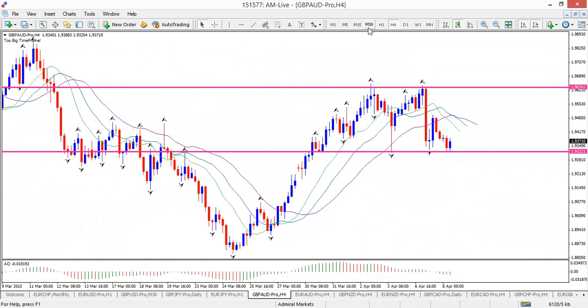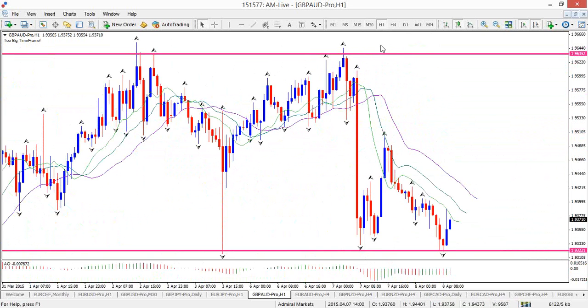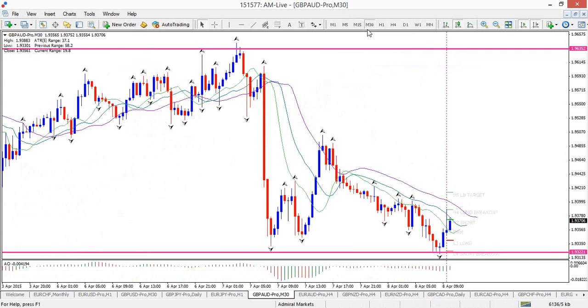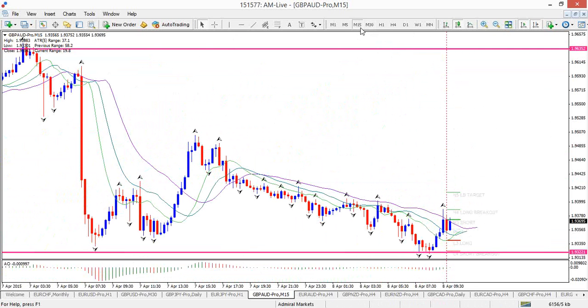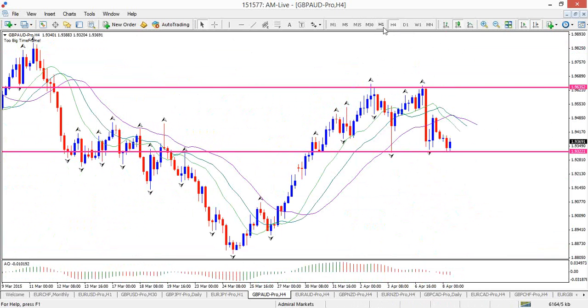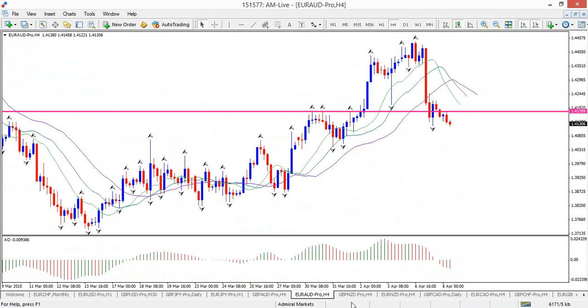The 4-hour chart would have the same, actually. On the lower time frames, it doesn't really seem too appealing at this point because we don't have an established trend to the downside. So from that point of view, let's move on.